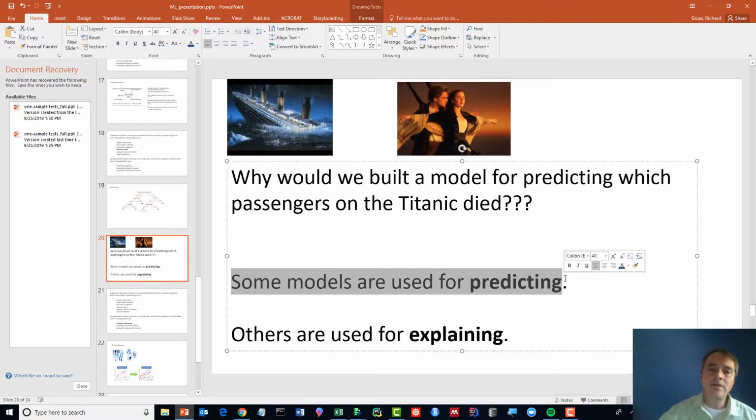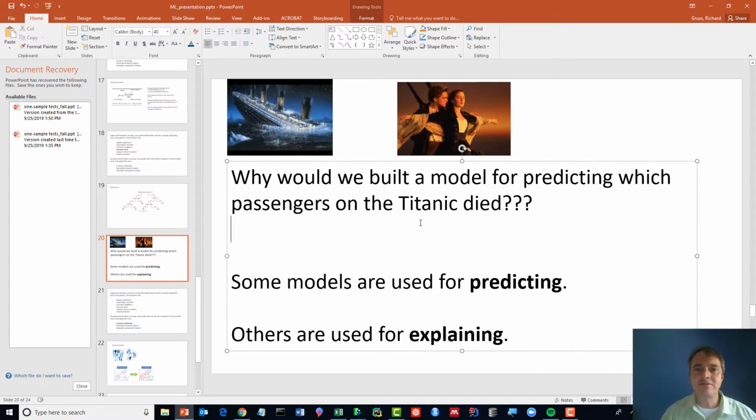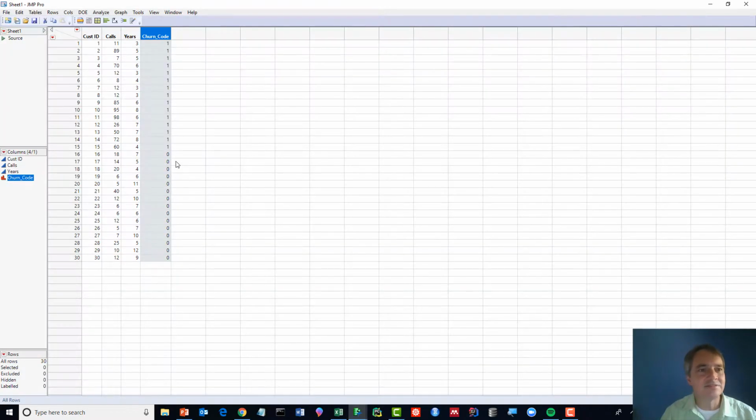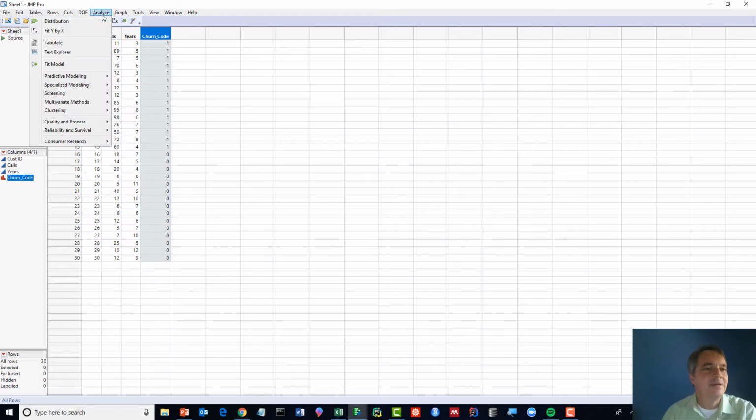But there's another use for models, and that's for explaining. We don't need to predict who's going to die on the Titanic. We already know. But we might use a decision tree to understand something about who did die. Now, I'm going to run this through really quickly because this is just something kind of fun.